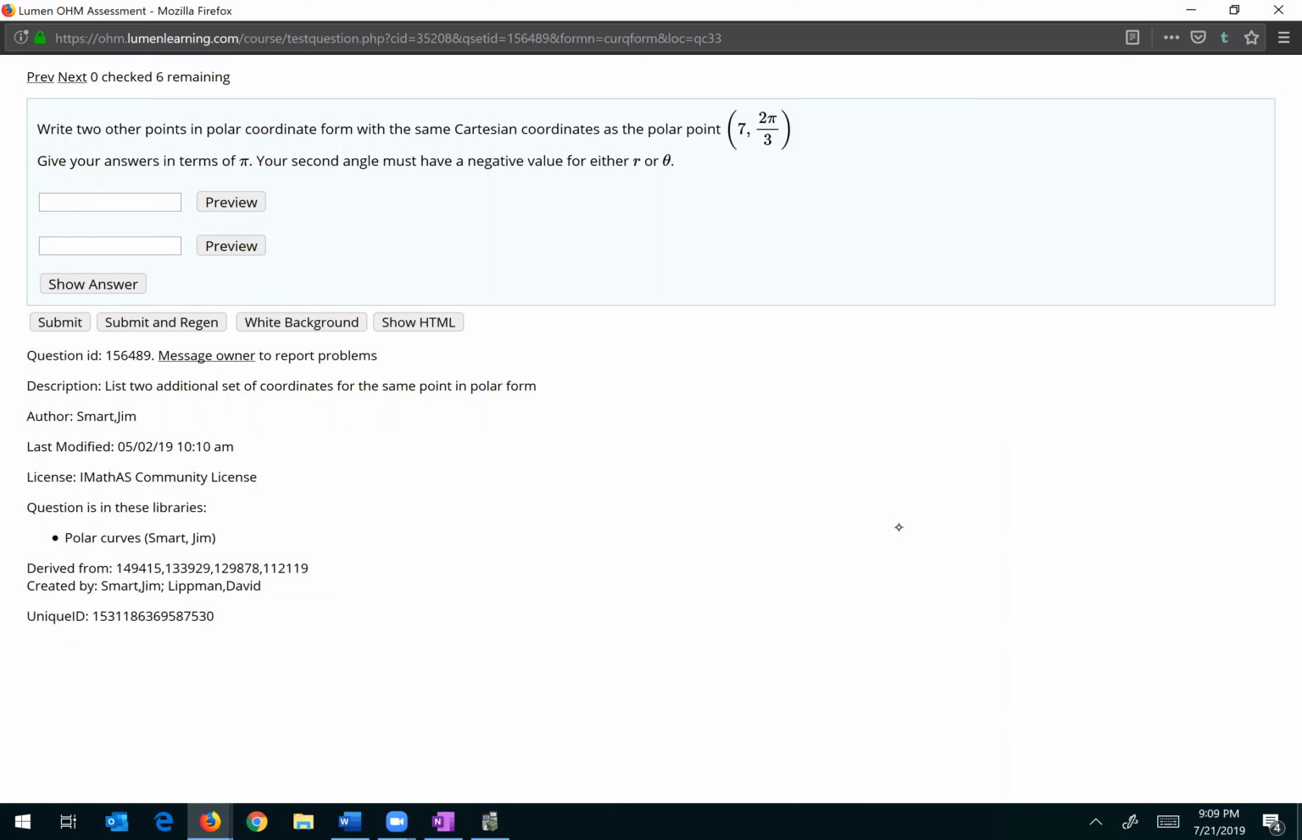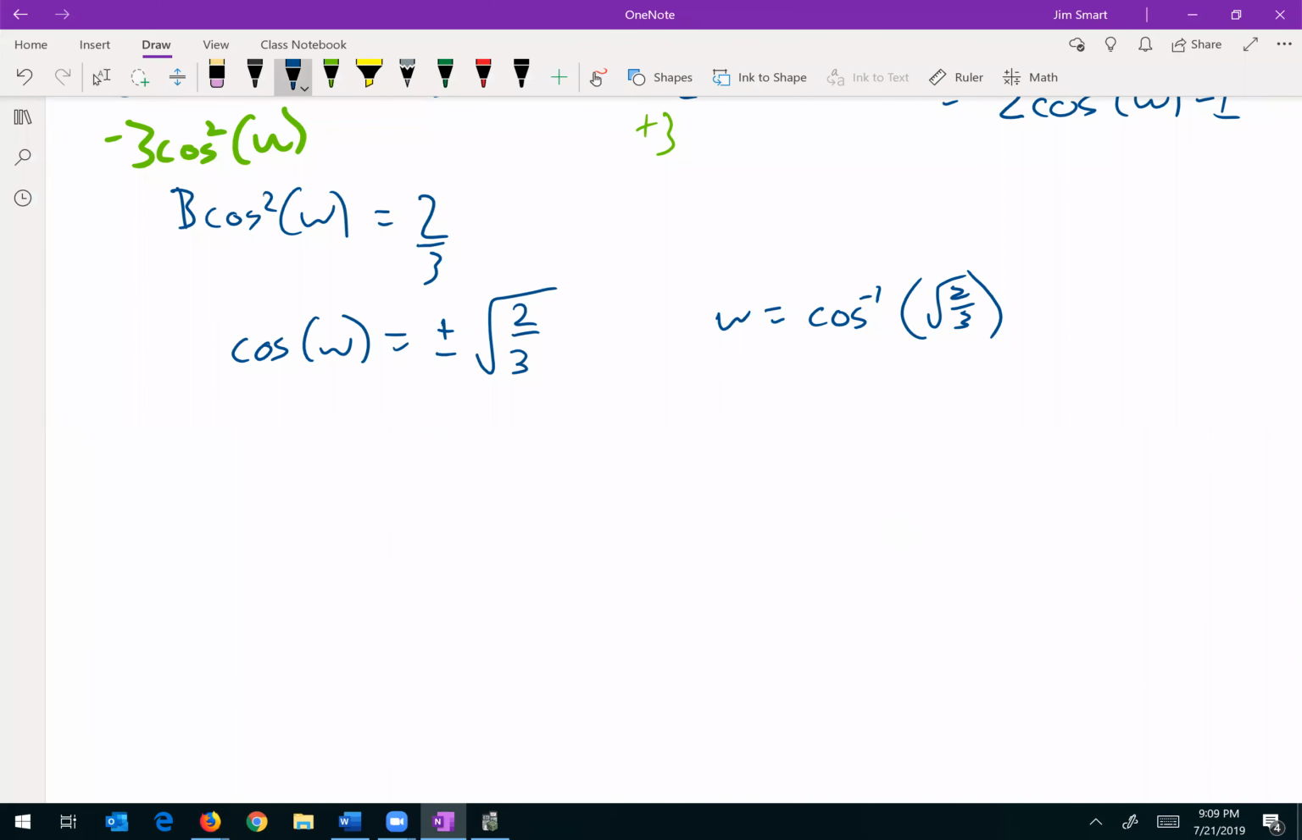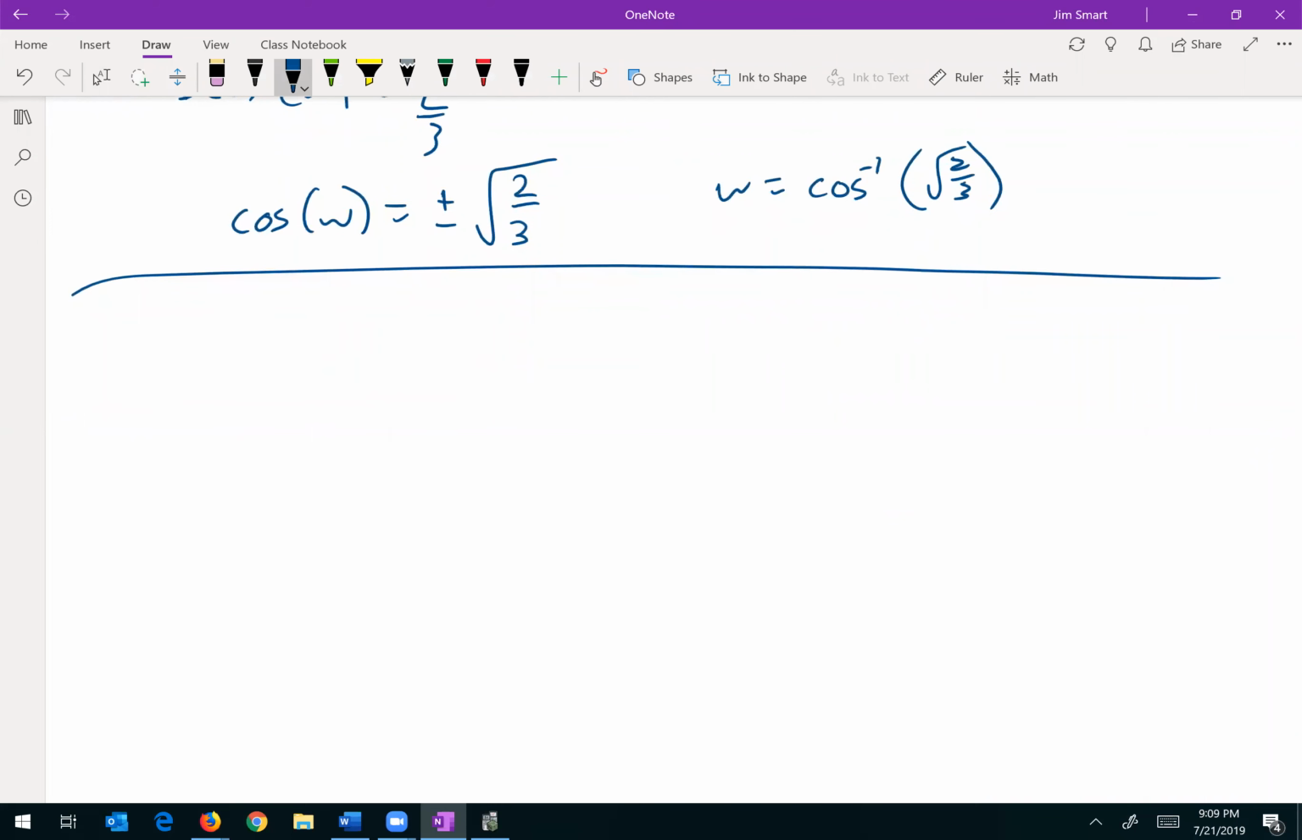Okay. So when you have 7 and 2 pi over 3, let's write that down. So that's polar coordinates. If your angle is coterminal with 2 pi over 3, then you have the same point. It refers to the same point. So if I add 2 pi or 4 pi or 6 pi, or if I subtract 2 pi or 4 pi or 6 pi, I'm going to get the same thing.